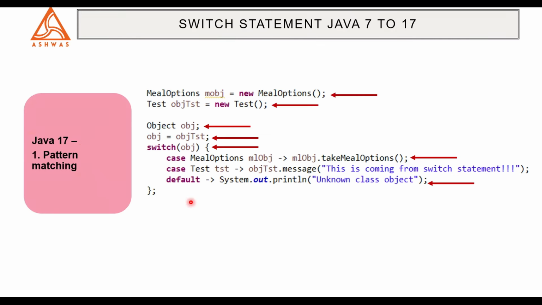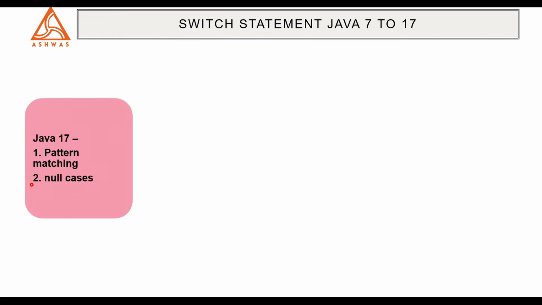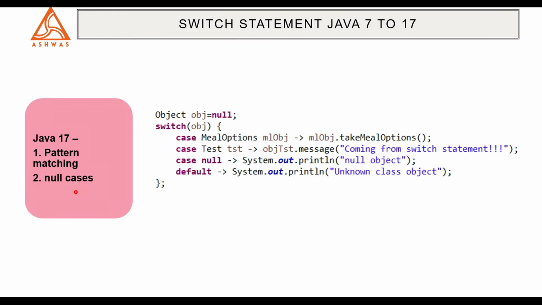Okay, let's go ahead and understand what are the other features that Java 17 offers to us with respect to the switch statement. The next thing that it does is it allows me to have null cases. Very, very important. If I'm passing an object to the switch expression, there could be a possibility that my object is null. This is the situation where I get a null pointer exception in my code. So yes, null objects are perfectly fine. They happen, they can be passed.